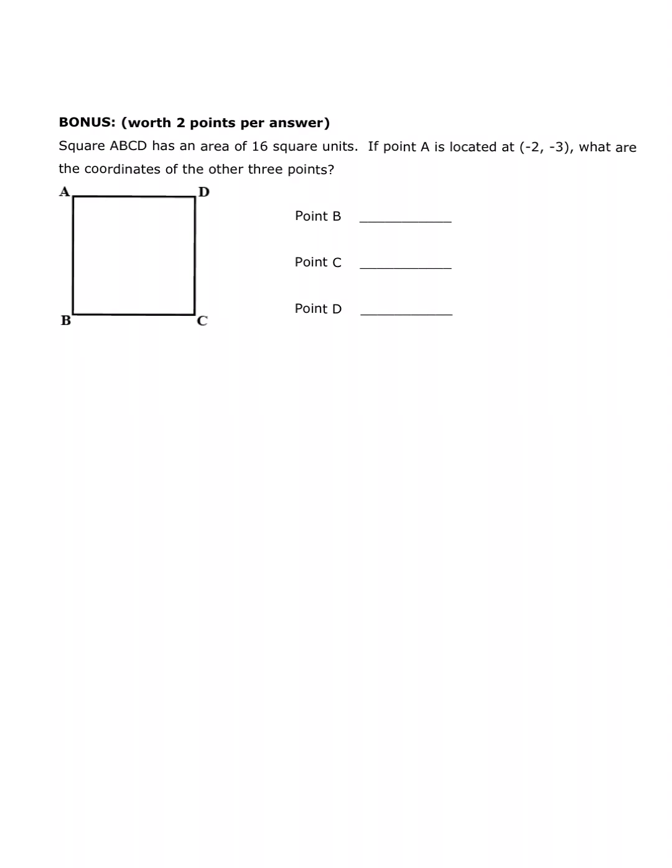Bonus, worth 2 points per answer. Square ABCD has an area of 16 square units. If point A is located at -2, -3, what are the coordinates of the other 3 points? Point B, point C, point D.